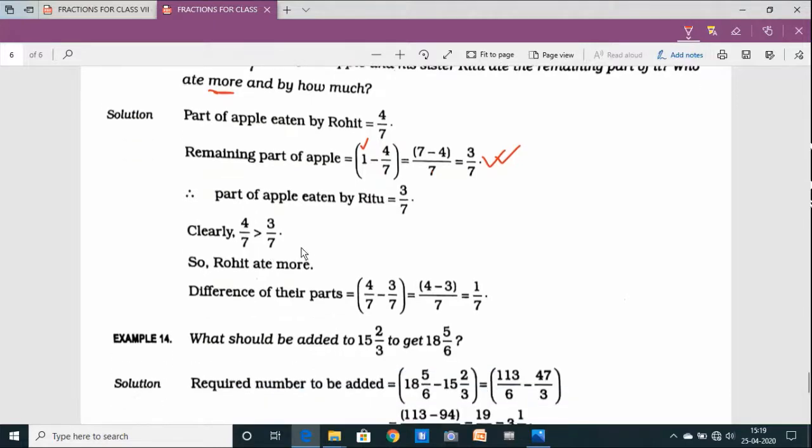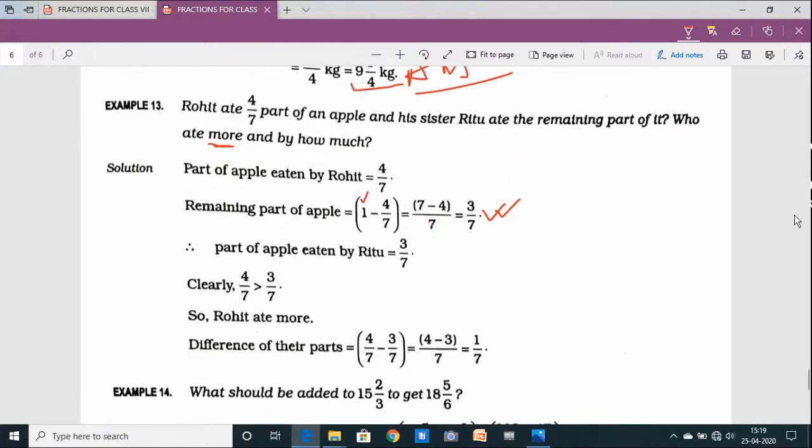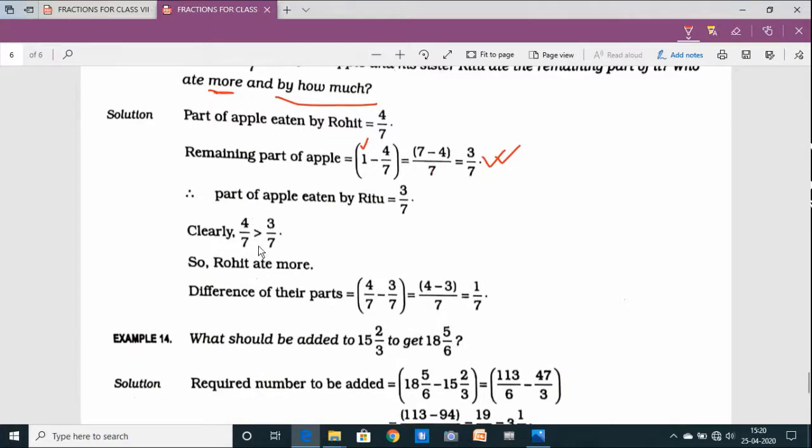Now, the part of an apple eaten by Ritu is 3 by 7. So compare it: who ate more, and by how much? By how much means you have to subtract them. So 4 by 7 part is greater than 3 by 7. So 4 by 7 part is eaten by Rohit. So Rohit ate more.